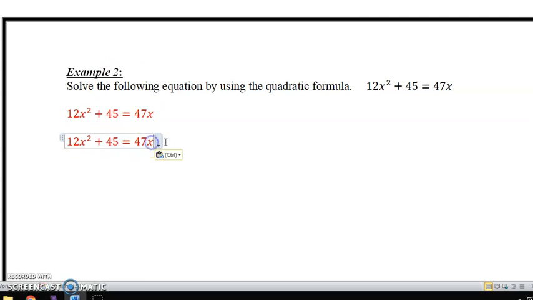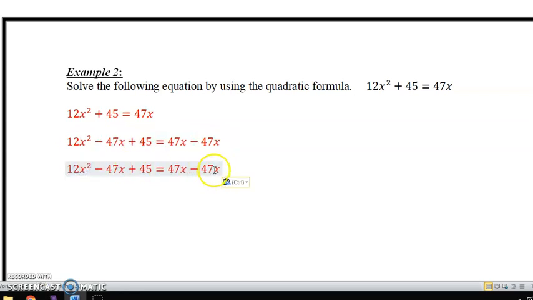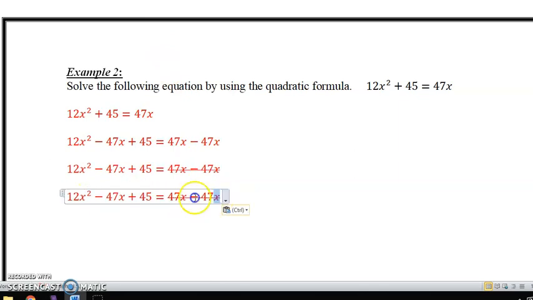So we're going to subtract 47x from both sides. Subtract 47x. You'll notice where I put it. I put it here in the middle because I like to have ax squared plus bx plus c, right? And when I do that, the 47x minus 47x is eliminated. That's why we did it. And we end up with 0. Of course, like I mentioned before, that's why we did that there. Okay?